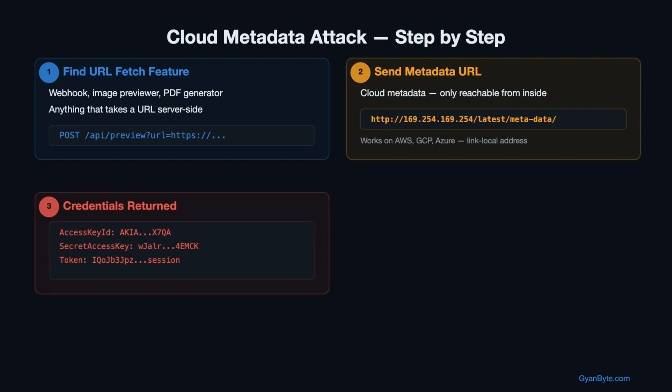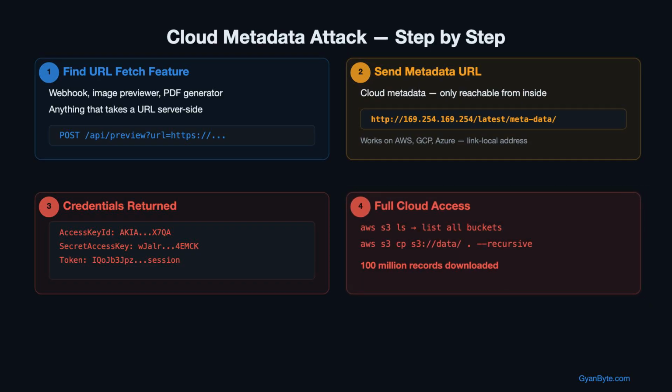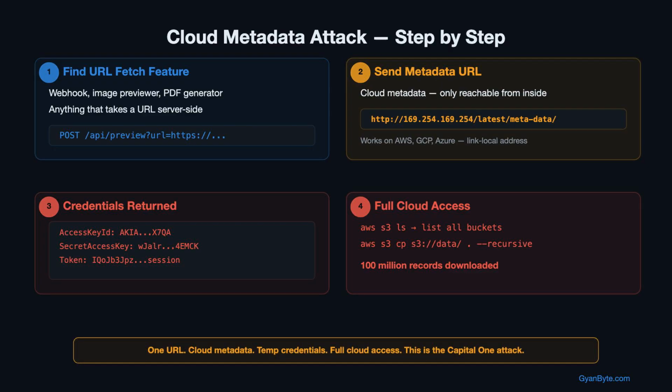Step 3: the metadata endpoint returns temporary credentials, AWS access keys, session tokens, IAM role information. These credentials let the attacker access S3 buckets, databases, anything that IAM role has permission to touch. Step 4: the attacker uses those credentials from their own machine. They list S3 buckets. They download everything, 100 million records, game over. One URL, cloud metadata, temporary credentials, full cloud account access. This is the Capital One attack.